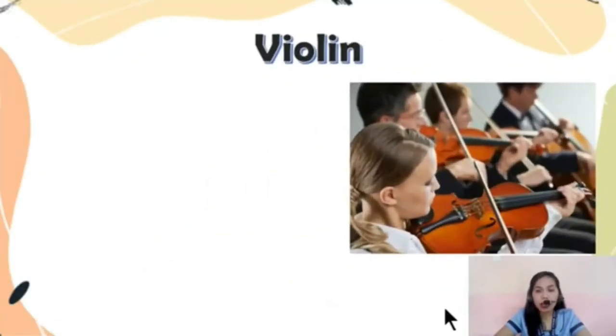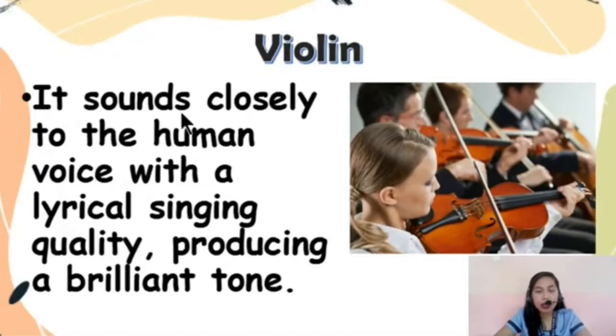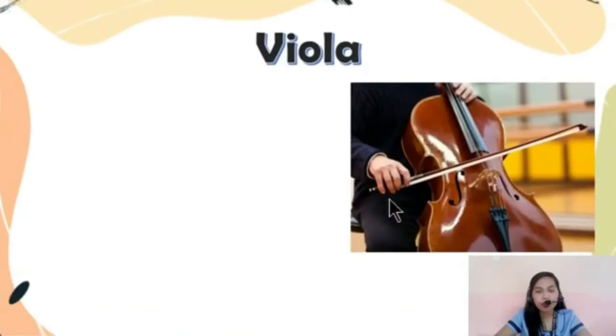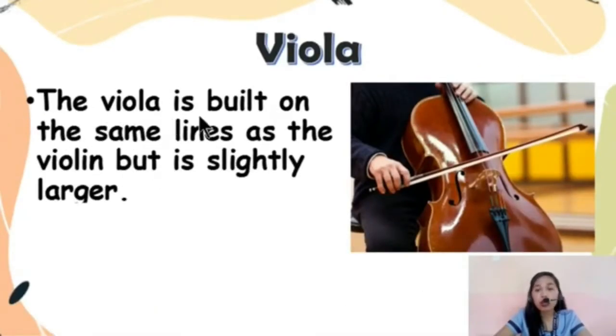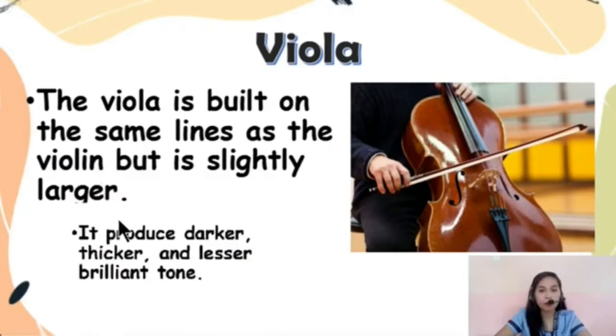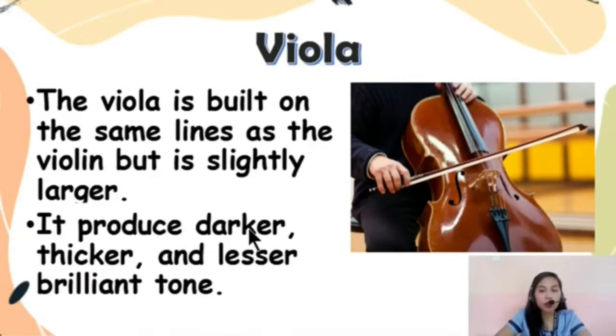So here is a violin. It sounds closely to the human voice with a lyrical singing quality, producing a brilliant tone. The next one is the viola. The viola is built on the same lines as the violin but is slightly larger. It produces a darker, thicker, and less brilliant tone.